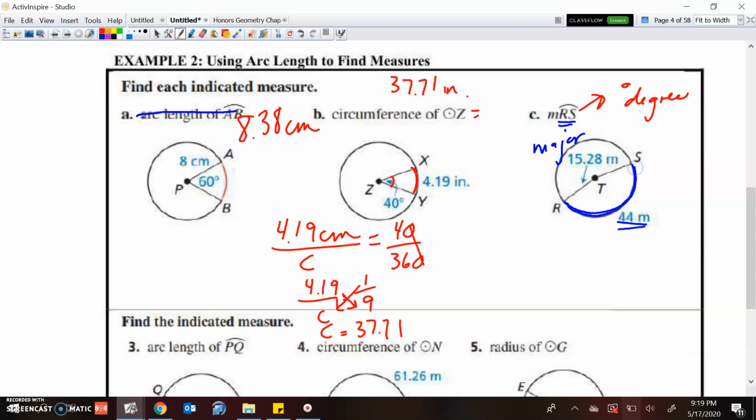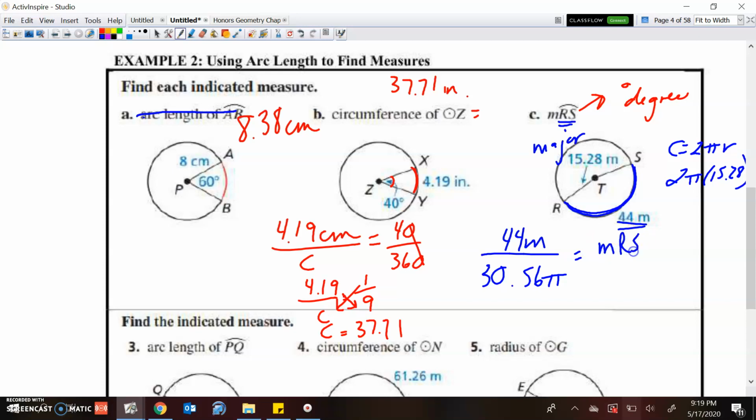If I look at that, I can say the arc length, which is 44 meters, over the circumference, which I'm going to have to calculate. Circumference is 2 times pi times r. In this case, it's 2 times pi times 15.28. If I multiply 15.28 times 2, I'm going to get 30.56 pi. Now that's going to equal the measure of arc RS over 360.